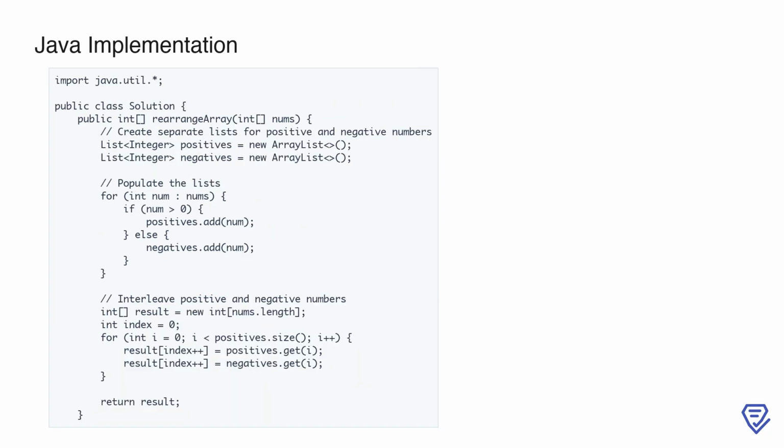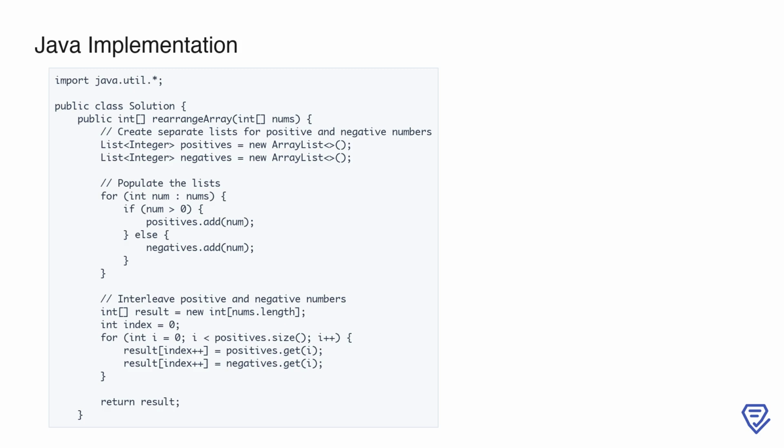Here, we begin by importing the necessary Java utilities and defining our solution class. Within this class, we have the rearrangeArray method, which takes an array of integers as input. To start solving the problem, we create two separate lists, one for positive numbers and another for negative numbers. This helps us organize the input array into two distinct groups.